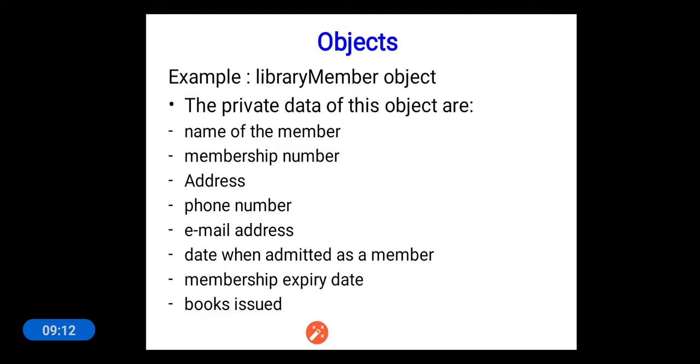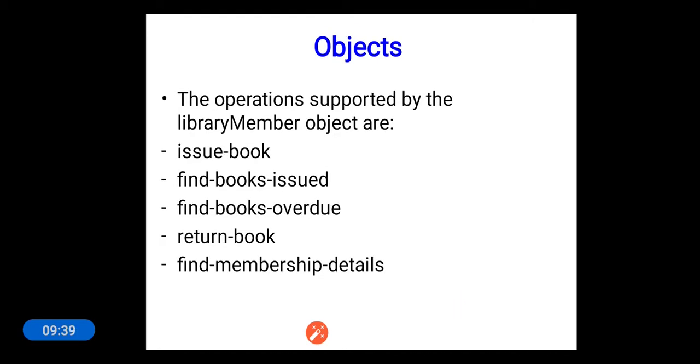For example, consider an object, a library member. A library member can have certain data or information or attributes like the name of the member, membership number, address, phone number, email address, the date when admitted as a member, membership expiry date, and books issued. These are the attributes of the library member object. Now let us see the methods. The operations or methods supported by the library member object are issue book, find books issued, find books overdue, return book, and find membership details.